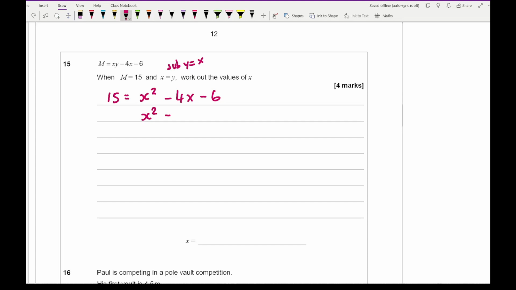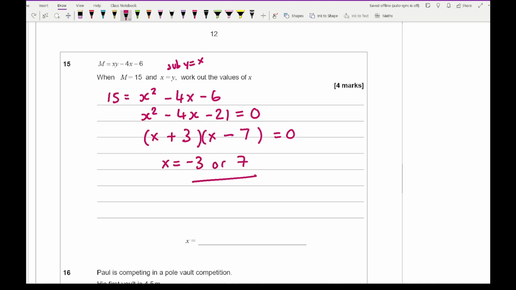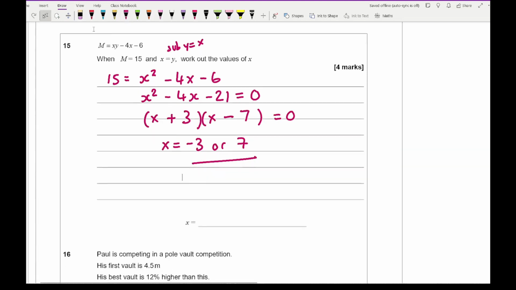So I've got x squared minus 4x, take the 15 over, which then becomes minus 21. I can then factorize this because it does factorize, in which my two numbers are 7 and 3, and it's minus 7 plus 3. And you can have those brackets in any order, and it basically gives me my solutions of x equals minus 3 or 7. Now alternatively, you could have used quadratic formula, but I think factorizing would have been a whole lot easier.